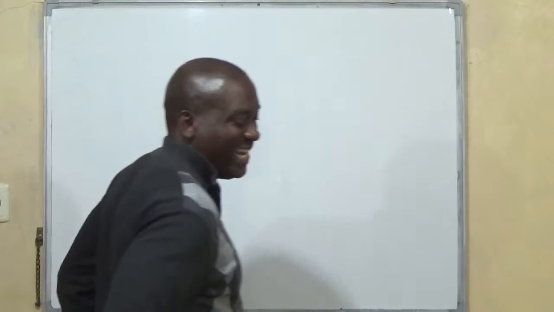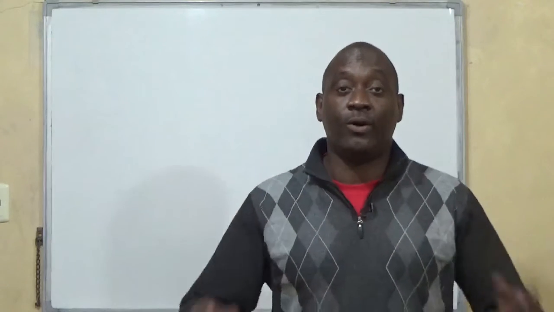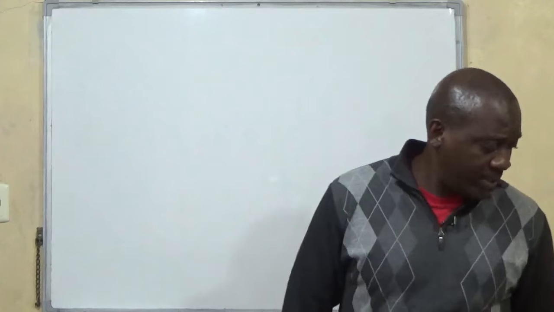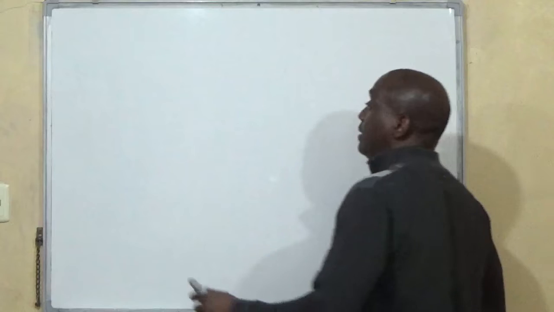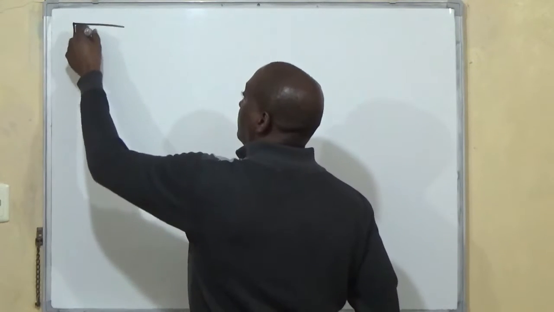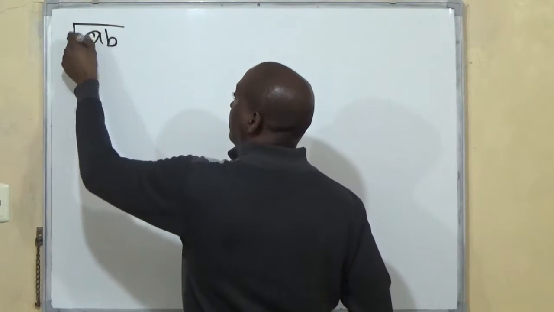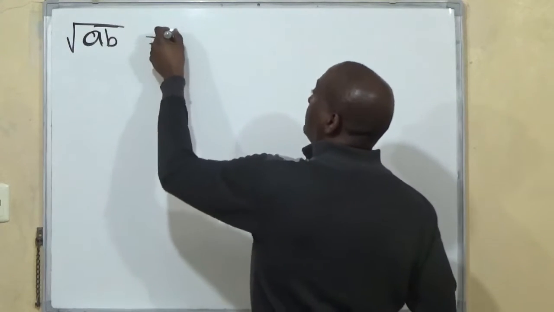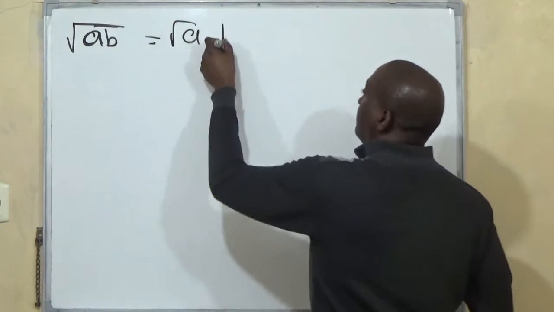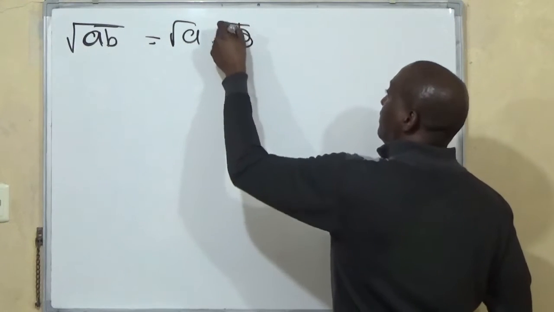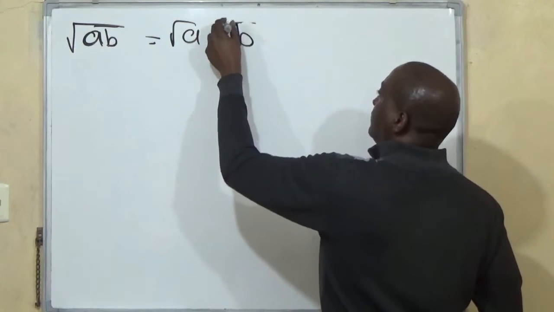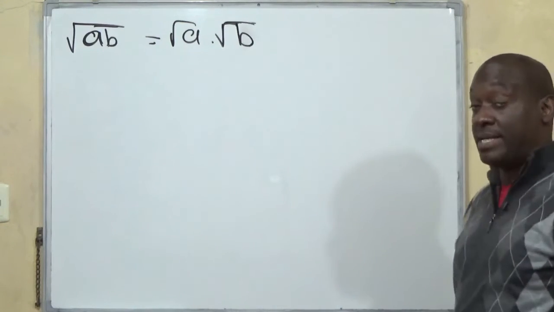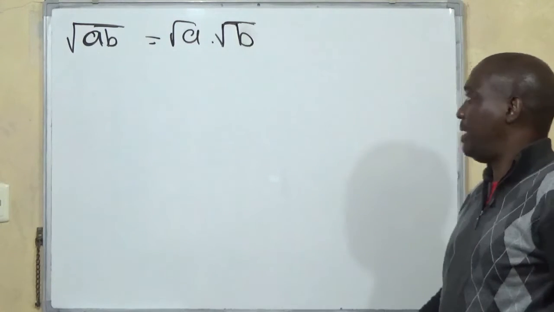Alright, so we're on to rule number 11 in our series on indices. What is rule number 11? Rule number 11 says that the square root of AB is equal to the square root of A multiplied by the square root of B. So root A B is equal to root A multiplied by root B.